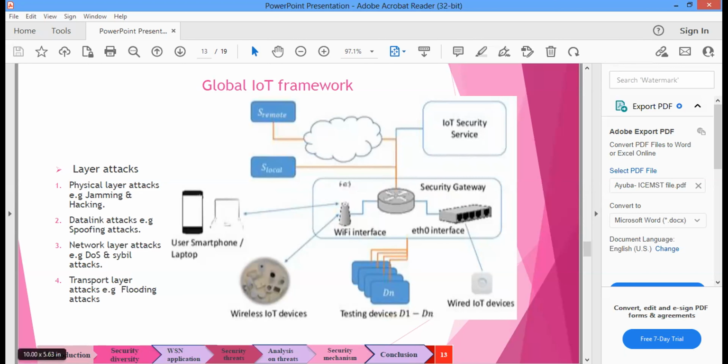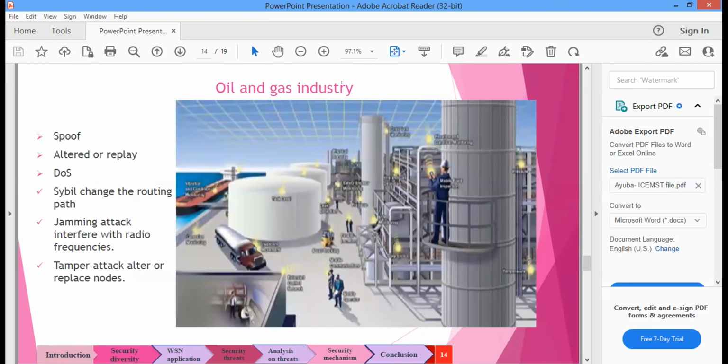the flooding attack. In the oil and gas industry, wireless sensor networks can also be used to monitor production and, at the same time, to track the activities going on, as we can see here. But different security threats can be launched to affect this network. One of them is spoofing, two is altering or replaying the node transmission. We also have denial of service and the like.